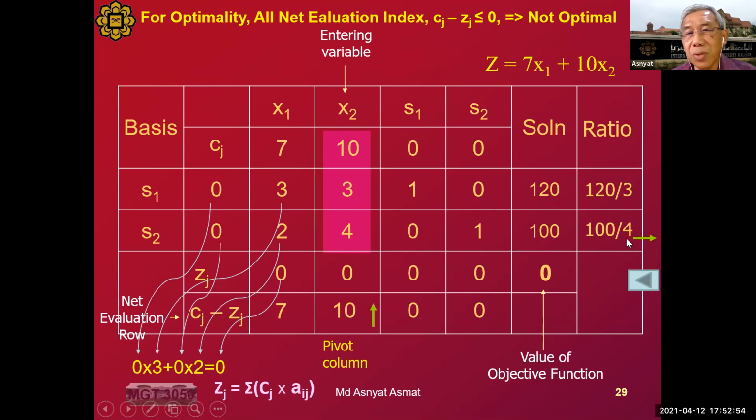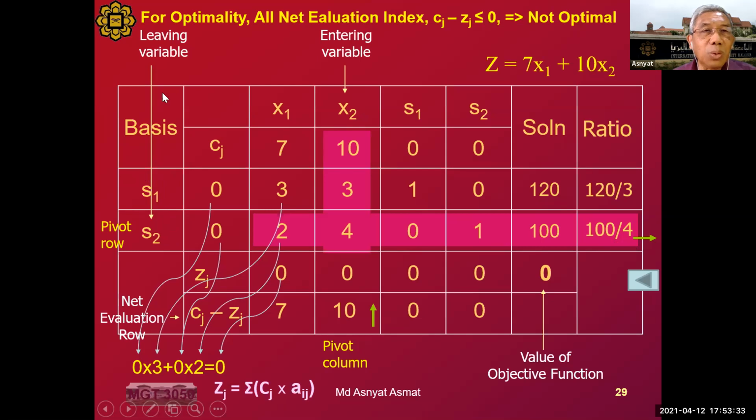So we mark this lowest value. Then we refer to this as the pivot row. Pivot column, pivot row. There is another word, pivot element. The number at the intersection of the pivot column and the pivot row, we refer to as the pivot number or pivot element.